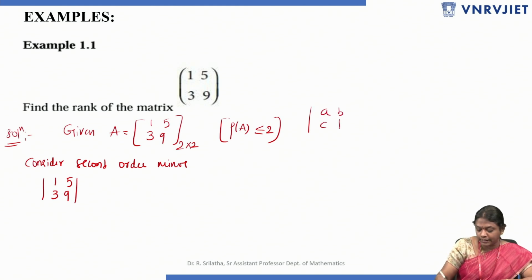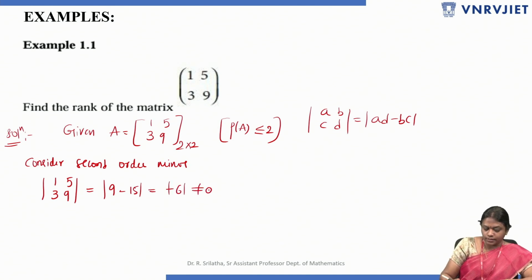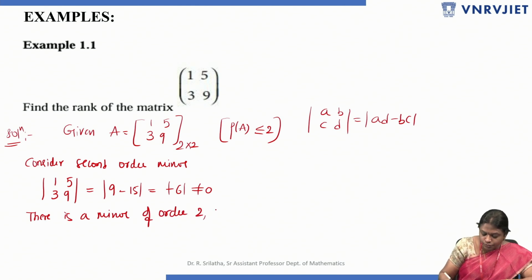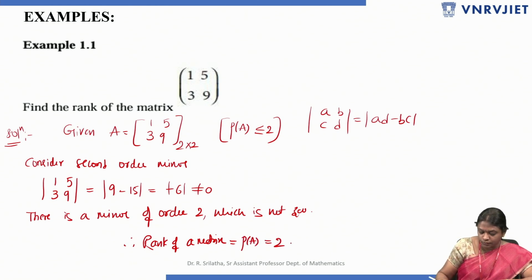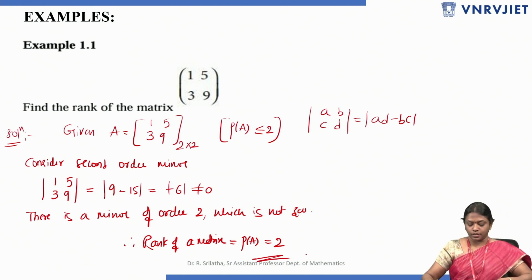We know how to find the determinant of a matrix. When you have the elements like a, b, c, d, how do we find the determinant of a 2 by 2 matrix? ad minus bc. Similarly, we implement here: 9 multiplied with 1, that is 9, and 5 multiplied with 3, that is 15. 9 minus 15 is minus 6, which is not equal to 0. So there is a minor of order 2 which is not 0. Therefore, the rank of the matrix is equal to the order of the matrix, which we denote as rho of A. What is the order of this matrix? It is 2. Therefore, the rank of the matrix is equal to 2.